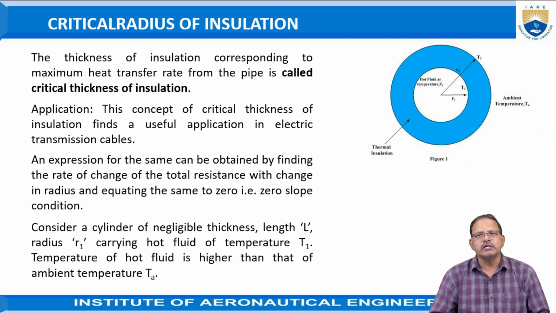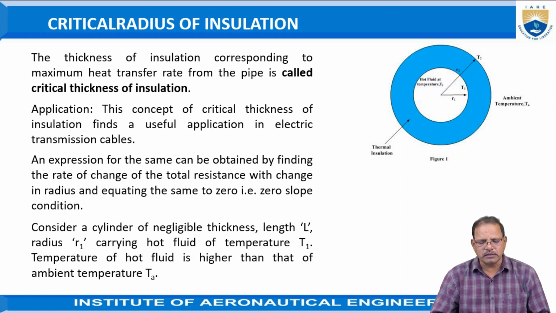The thickness of insulation corresponding to the maximum heat transfer rate from the pipe or cylinder is called the critical thickness of insulation. The main application of the critical thickness is particularly in electrical transmission cables. Because of the increased surface area, the maximum amount of energy can be dissipated from the cable so that it can be maintained at a lower temperature.